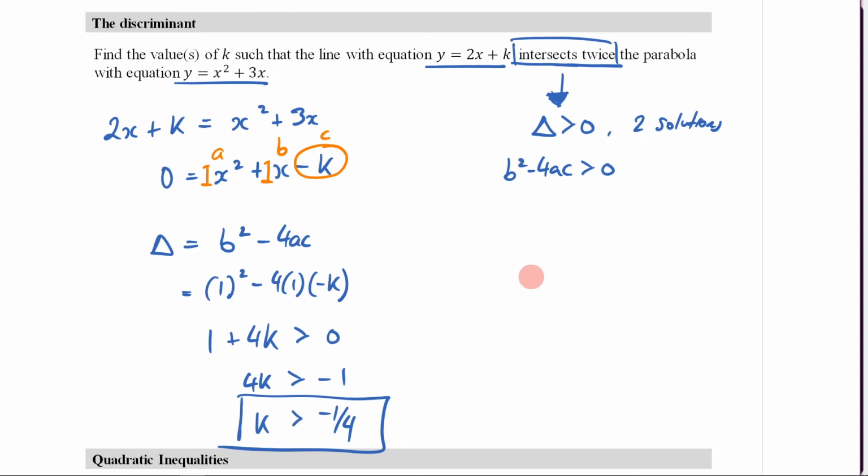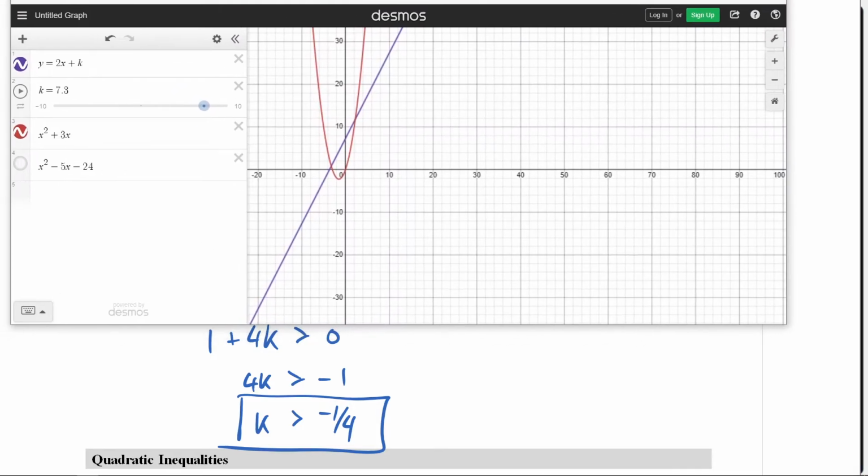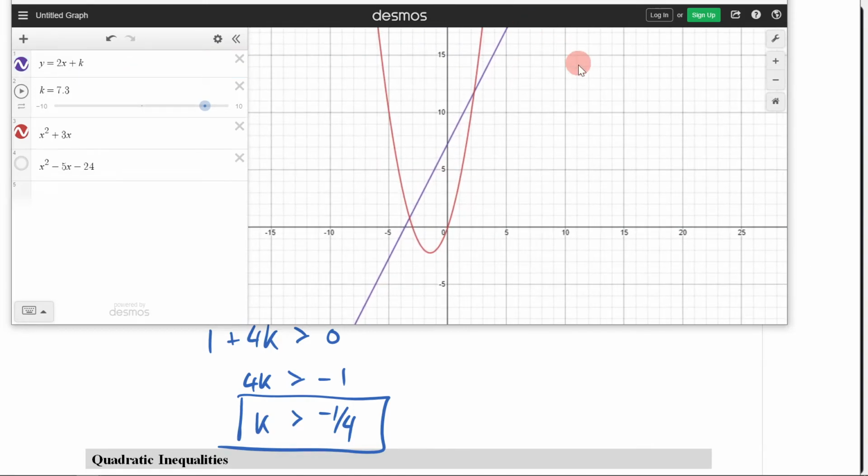Now, just so we can visualize this, obviously you don't get Desmos in the exam, but just so you can visualize this, I just want to use Desmos for a second. Let's come here. Let's zoom in. Okay, so what I've drawn is I've drawn our line in purple and the quadratic in red. And as you can see, I can alter the k value here just by shifting this up and down.